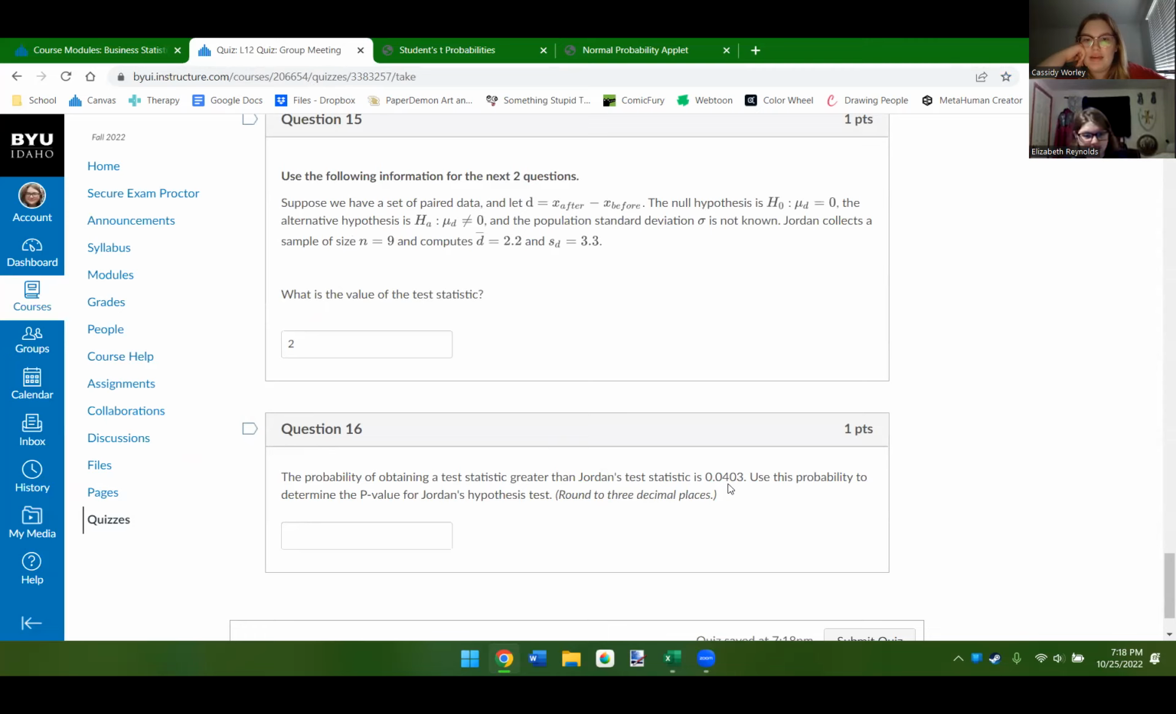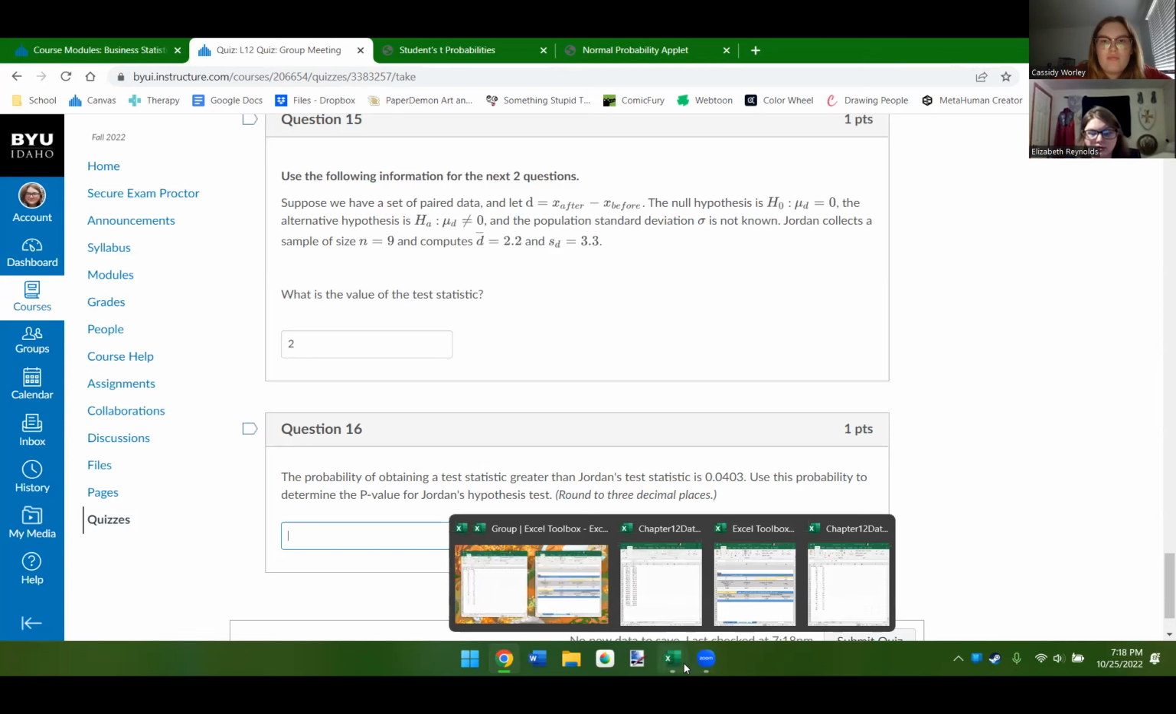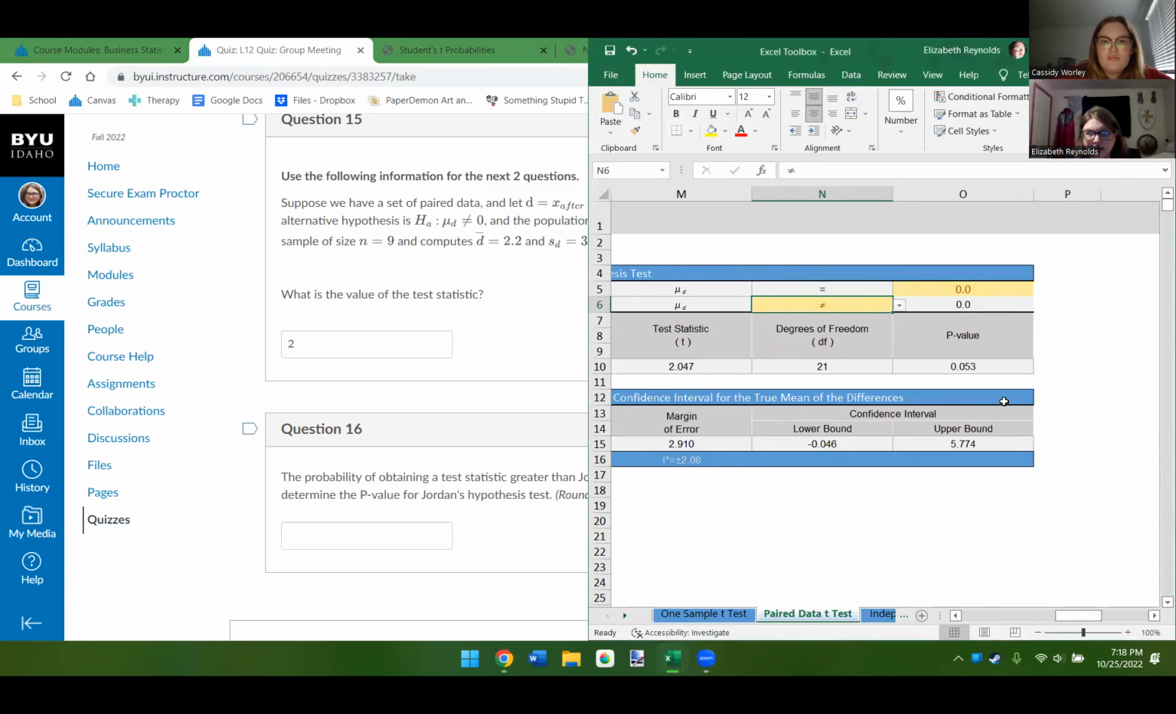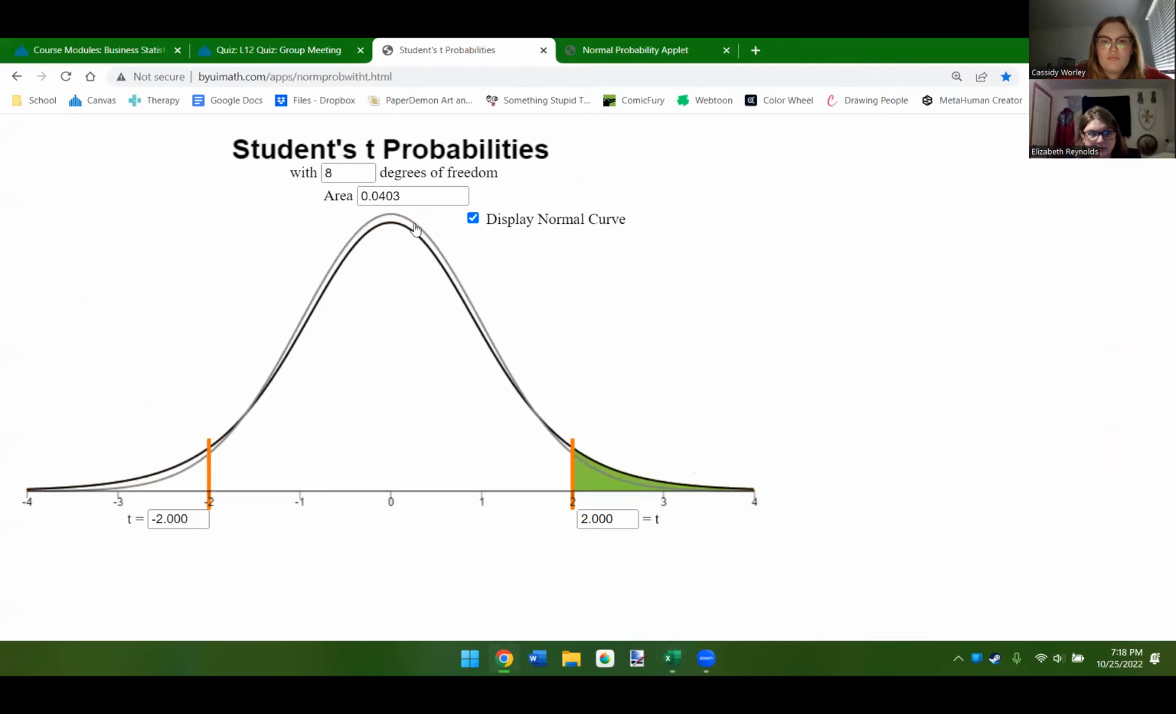Should we just put that in and then try it and see if... I don't know what else to do. P-value is the number that we would get from this thing. Like, I don't know what else it would be.